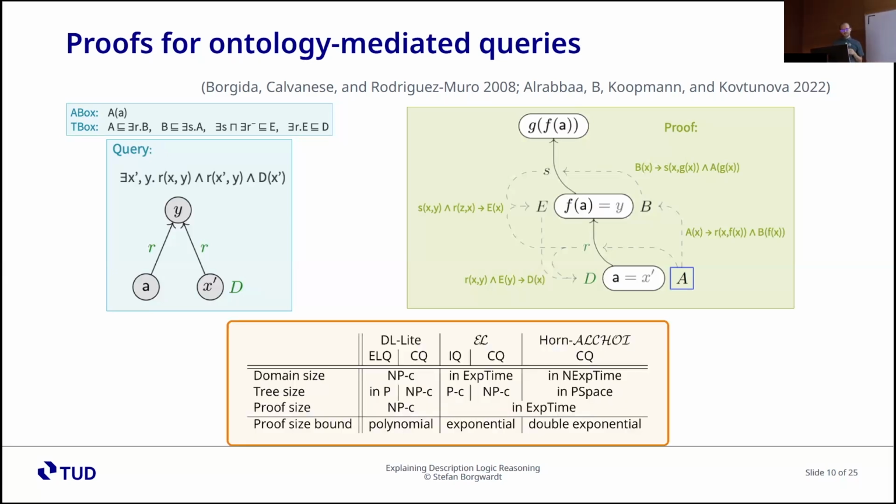Another complexity table that unfortunately I cannot really explain in detail in this time. We are looking at different Horn description logics here and different query languages and try to characterize how hard it is to find these proofs. Here we also have the domain size, so how many elements of the chase I need to use to explain the consequence, which we could also try to minimize. And we found out that the proofs can unfortunately get very large in expressive logics.